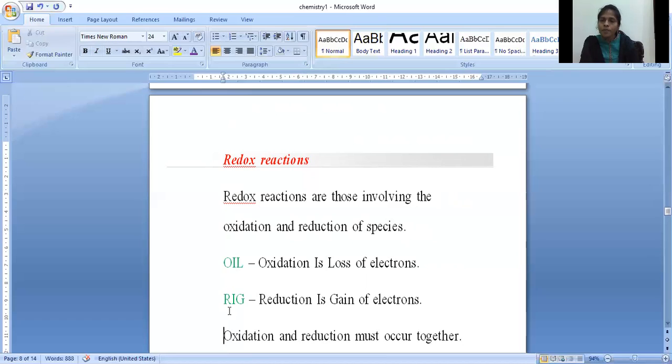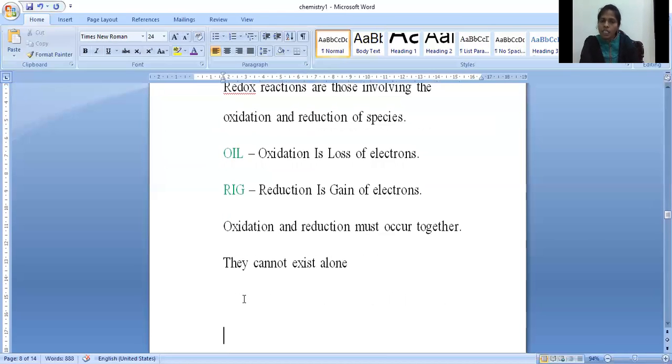For reduction, you can remember RIG, R-I-G. Here R is reduction, I is, G is gaining of electrons. So reduction is nothing but gaining of electrons. Oxidation is nothing but loss of electrons. OIL, RIG.